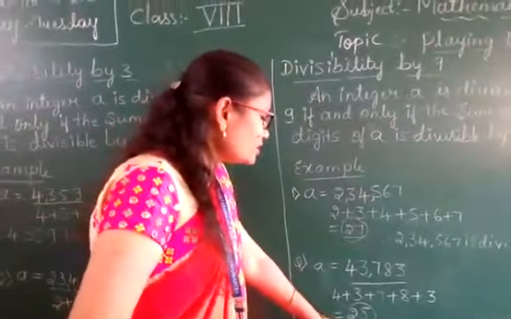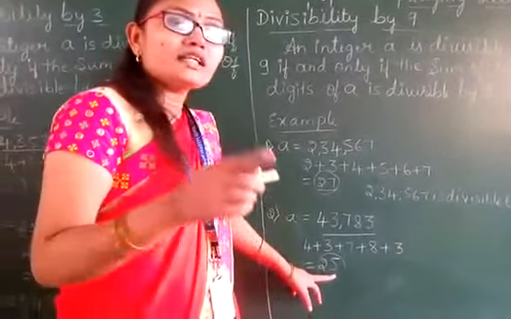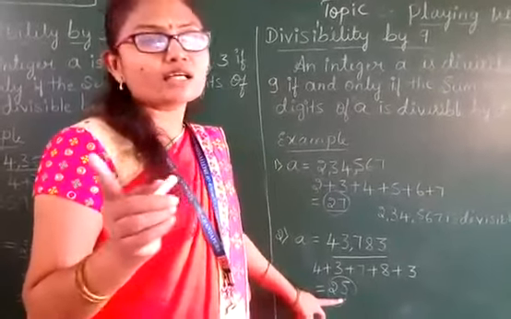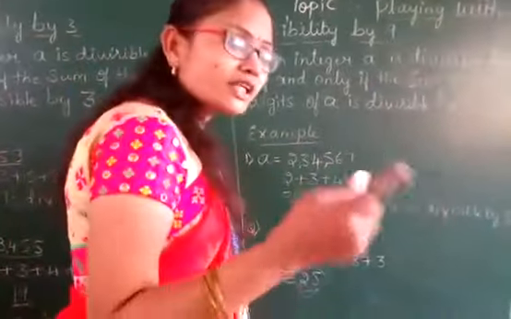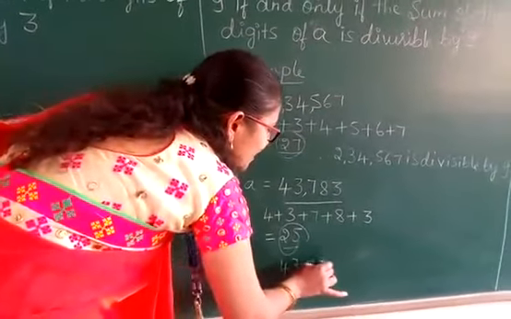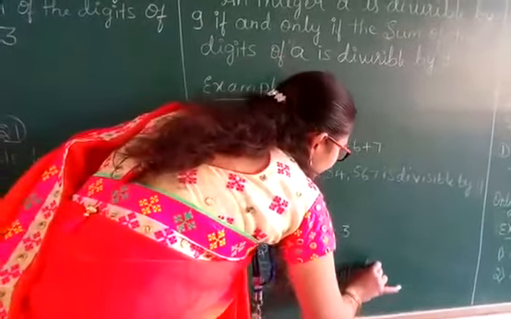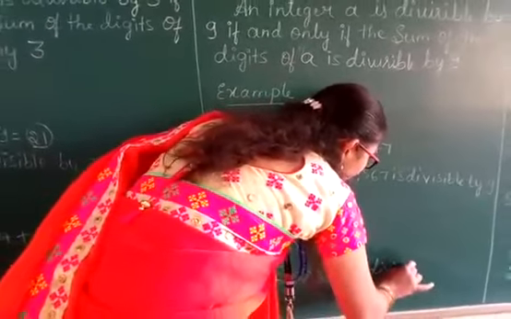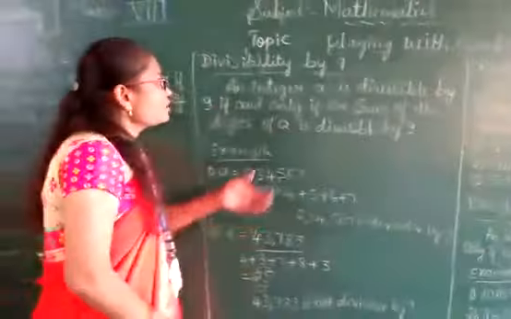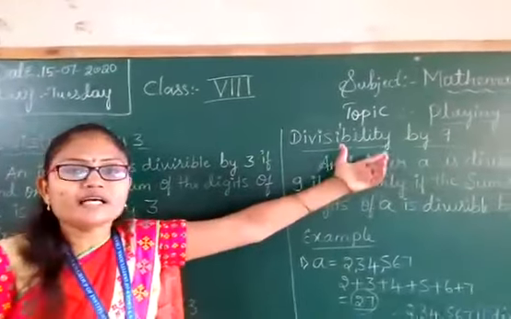Now we have to check whether this 25 is divisible by 9 or not. We check by considering the multiples of 9. Will 25 occur in the multiples of 9? No, 25 will not occur in the multiples of 9. So we can conclude that the number 43,783 is not divisible by 9.